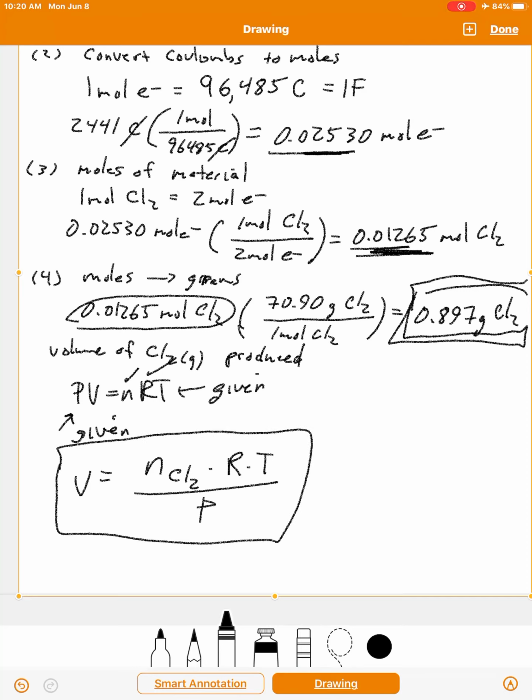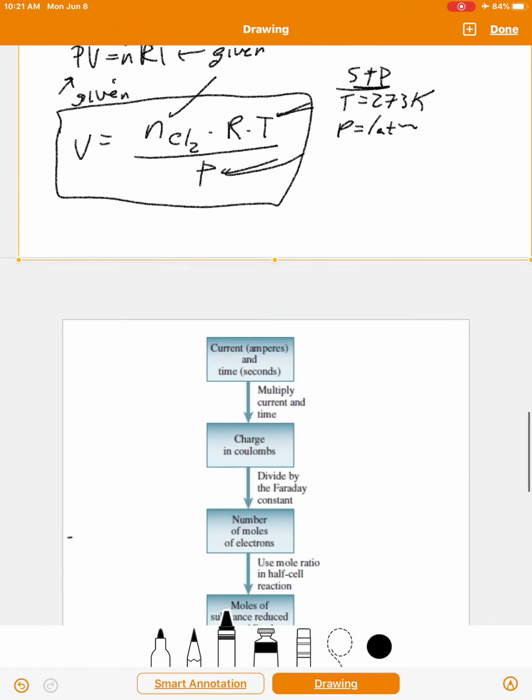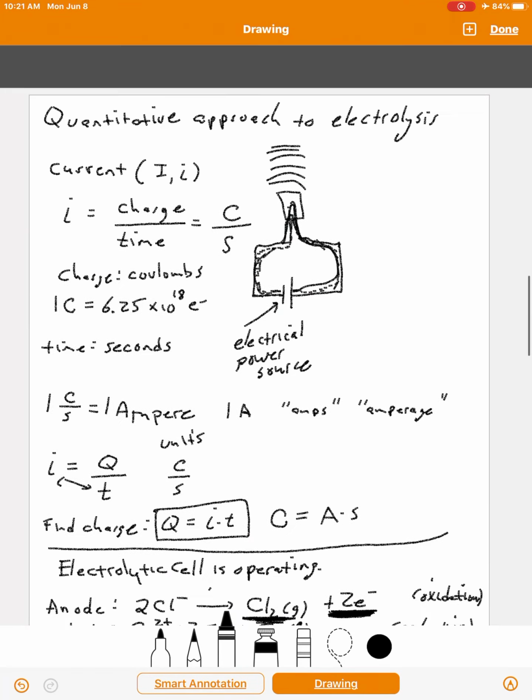Some problems might be at STP. If they're at STP, you may not remember, but you might. Temperature is 273 Kelvin, and the pressure is 1 atm. So either way, if you know the temperature and you know the pressure, you can put them in. If they tell you it's at STP, you can use 273 and 1 atmosphere. Again, you take the moles of the gas that you're interested in. Okay?